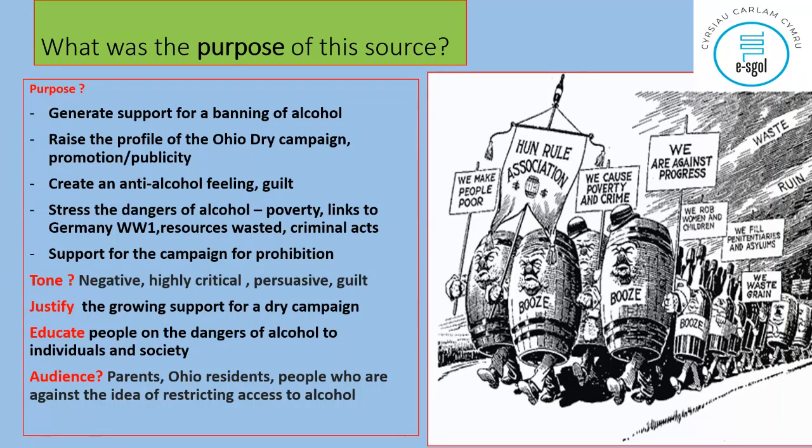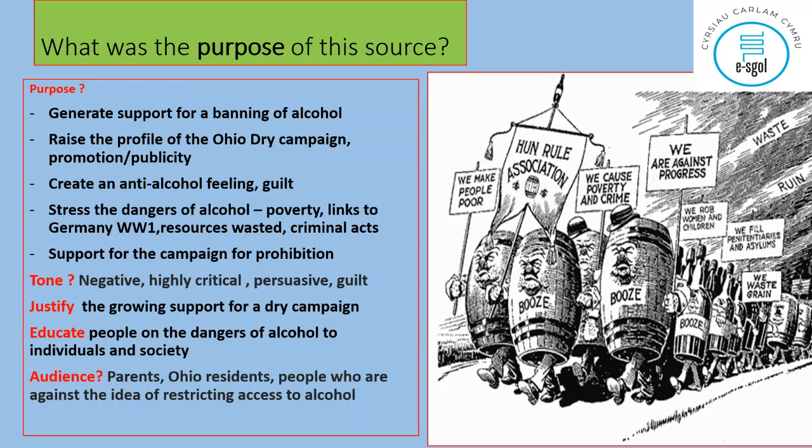For example, they wish to tell people that alcohol causes poverty and crime. They wish to tell people that alcohol makes people poor. Alcohol robs women and children. People are neglected as a result. Maybe it's trying to show that it leads to growth in the population of prisons. Maybe its purpose is to tell people that it's a waste of resources because it says we waste grain.